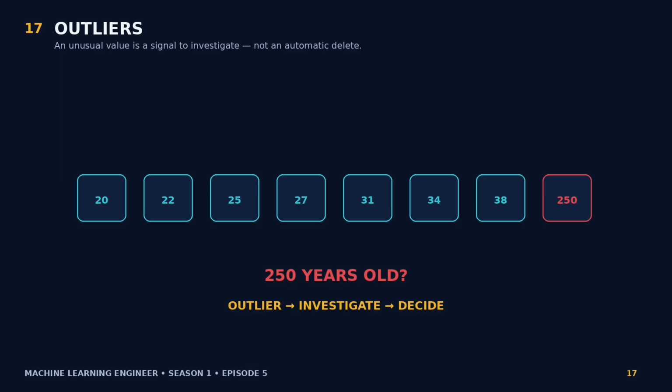Outliers are observations that are unusually far from the rest of the data. Suppose most customers are between 20 and 60 years old, but we suddenly see an age of 250. That's probably a data error. But an unusual value is not automatically wrong. An expensive transaction might be a perfectly legitimate transaction. So, an ML engineer should investigate outliers using domain knowledge instead of automatically deleting them.